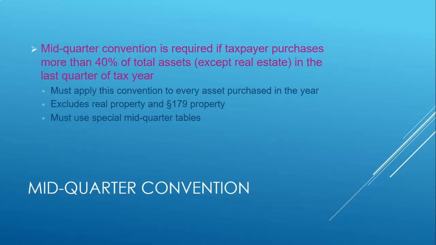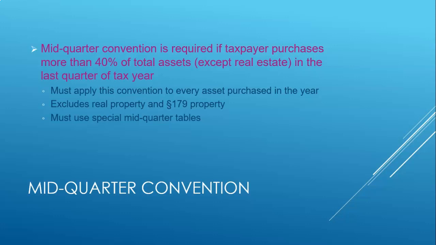We talked about the half year convention. There's also a thing called mid-quarter convention. That's required if the taxpayer purchases more than 40% of their total personal property assets in the last quarter of the tax year. The year is divided into quarters. A year is 12 months, so a quarter of a year is 3 months. So the last 3 months of the tax year, for most of us, that would be October, November, December.